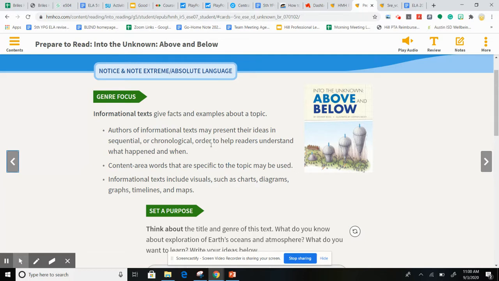They could be cause and effect. It could be compare and contrast. And whichever one the author chooses to do is important because it helps you understand what's going to happen next, or what's probably going to happen next.